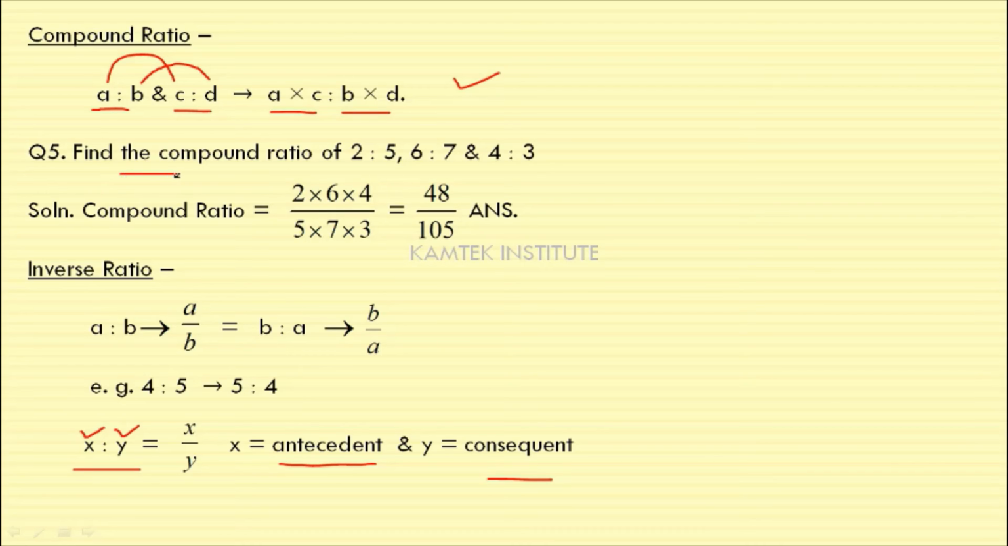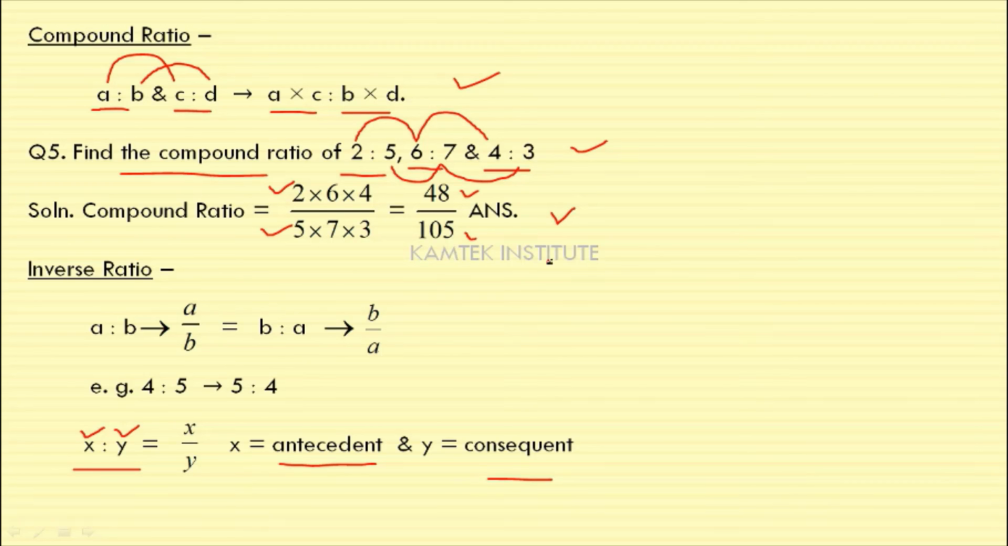Find the compound ratio of 2 ratio 5, 6 ratio 7 and 4 ratio 3. Here we'll multiply all the three antecedents of the three ratios, that is 2 into 6 into 4, which become the numerator, and all the consequents like 5 into 7 into 3, which become the denominator. So 2 into 6 into 4 is 48, and 5 into 7 into 3 is 105. So the compound ratio will be 48 upon 105. Hope it is simple, you understood.